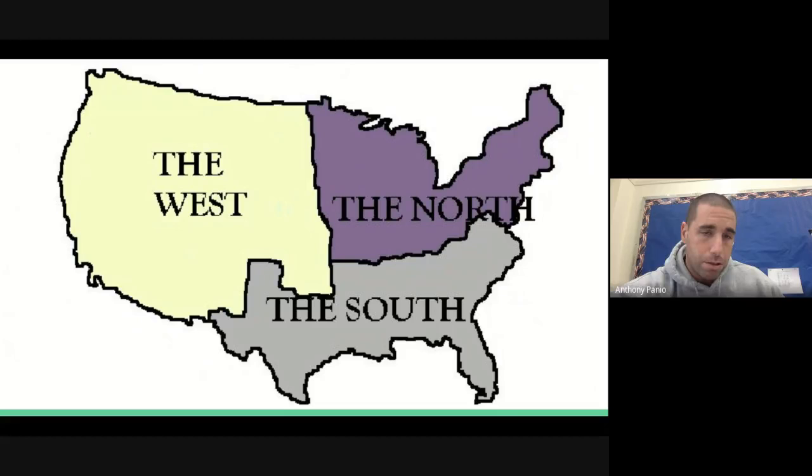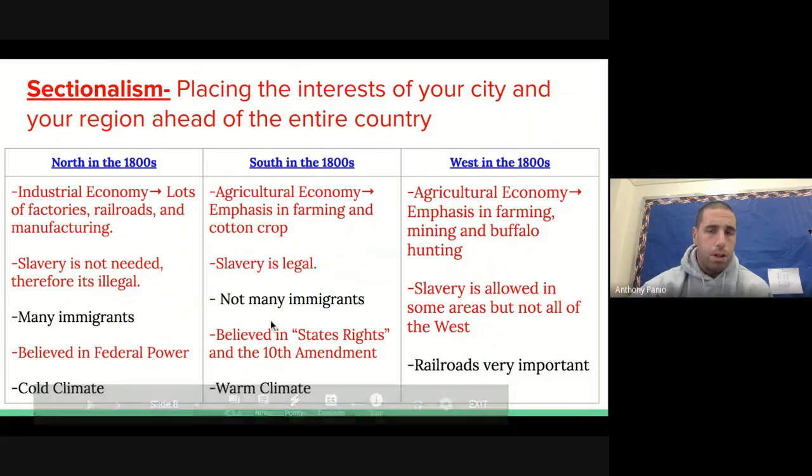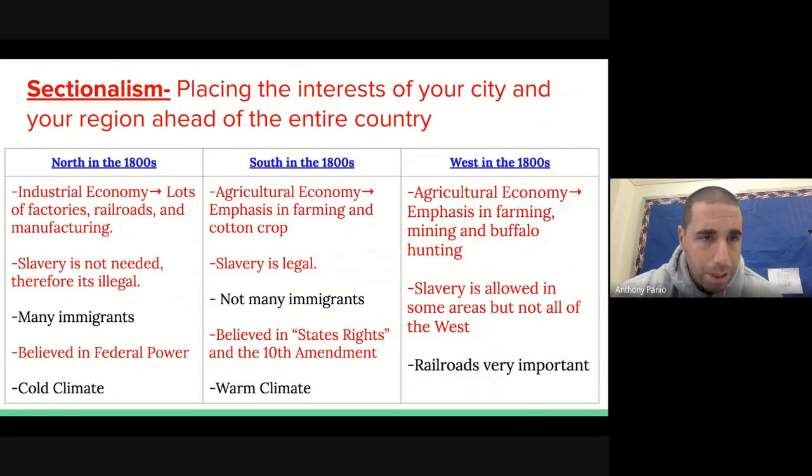Okay, so here's the one thing that you do need to copy down. It's going to take you some time. I'll take my time to go through it. After you wrote down the focus question, you're going to make yourself a 3-level chart like this. At any point you need to pause the video to write this down, but let's first start with the definition. Let's first start with the definition of sectionalism.